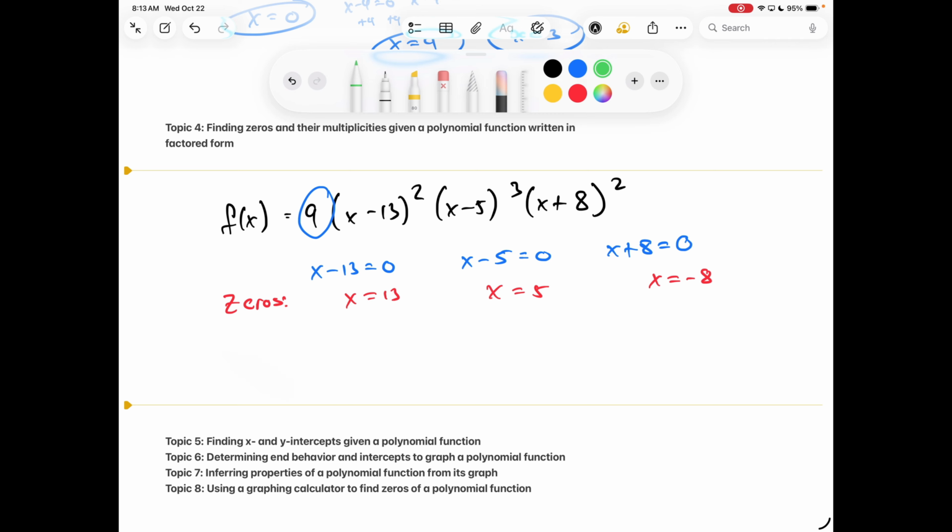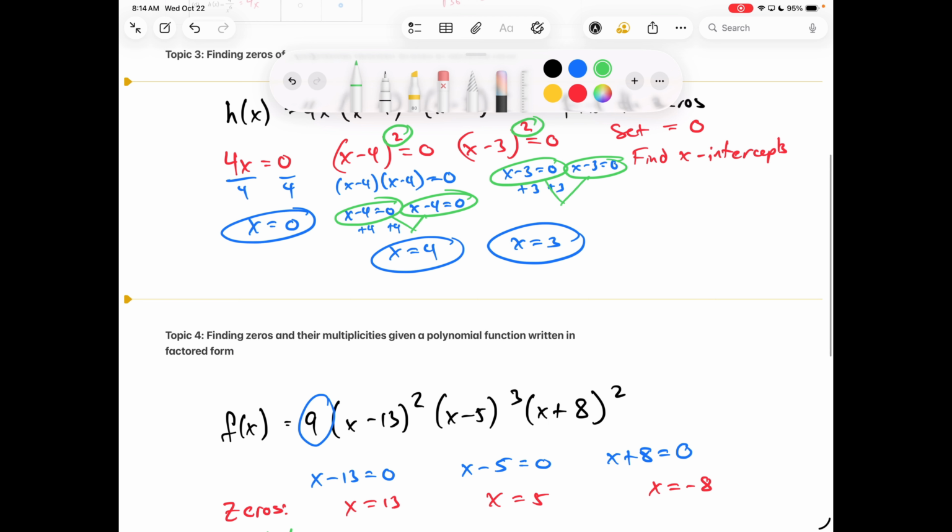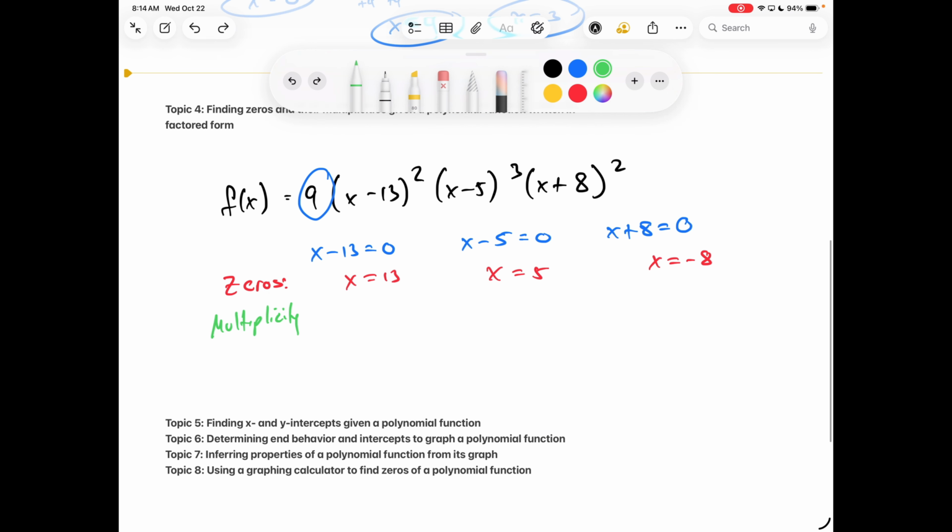What they have is multiplicity. The multiplicity is how many times you get that 0. So if I go back up here for just a second, when we did this, we had the same equation, so we actually got 4 twice. When I separated out this one, we got 3 two times. The reason you got it 2 times is because it's squared. So your multiplicity has to do with the exponent. My multiplicity on this one right here would be 2. On this one it would be 3. And on this one it would be 2.